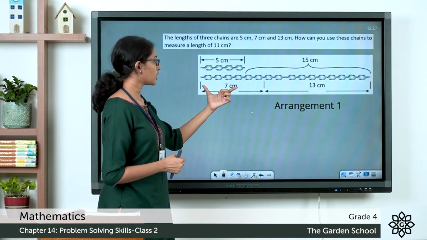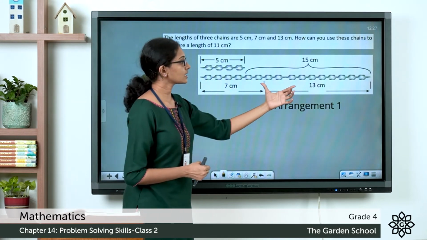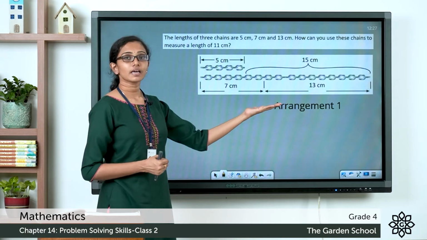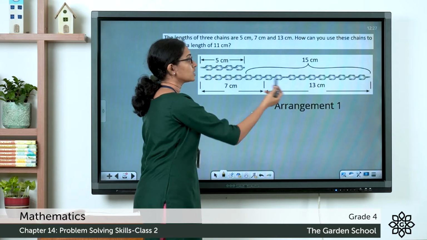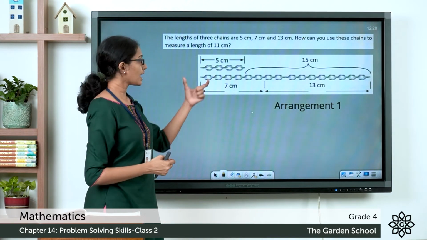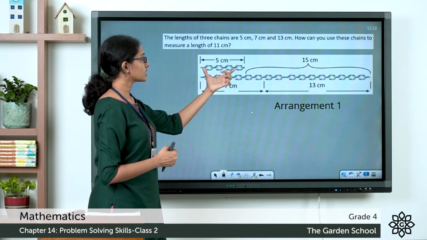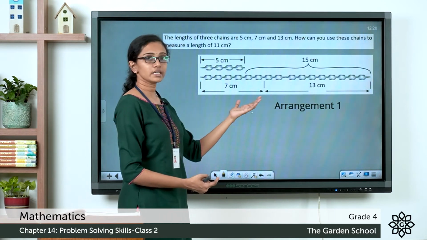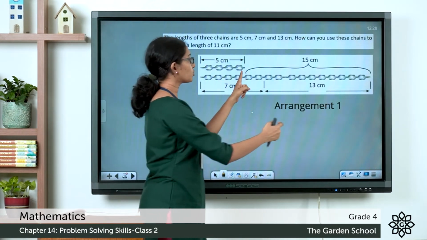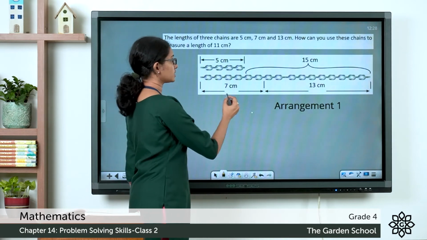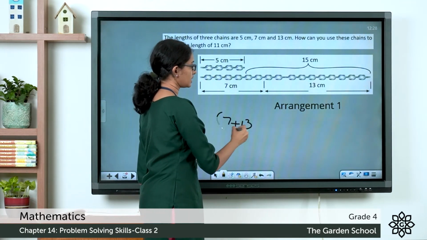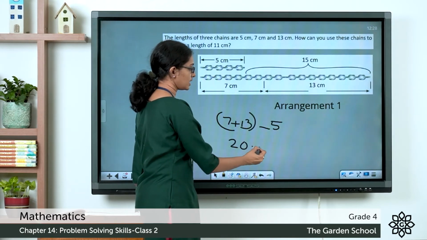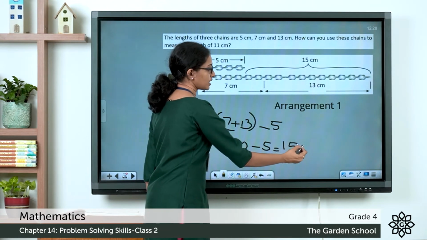Here in this arrangement, we have placed the 7 cm chain and the 13 cm chain side by side. So, there will be a total length of 7 plus 13, that is equal to 20 cm. And above these 2 chains, you are placing the 5 cm chain here. So, till here it is 7 plus 13, 20 and till here it is 5. So, what would be this length? This length would be this 7 plus 13 minus this 5, right? So, that is equal to 7 plus 13 is 20 minus 5 is equal to 15 centimeter.